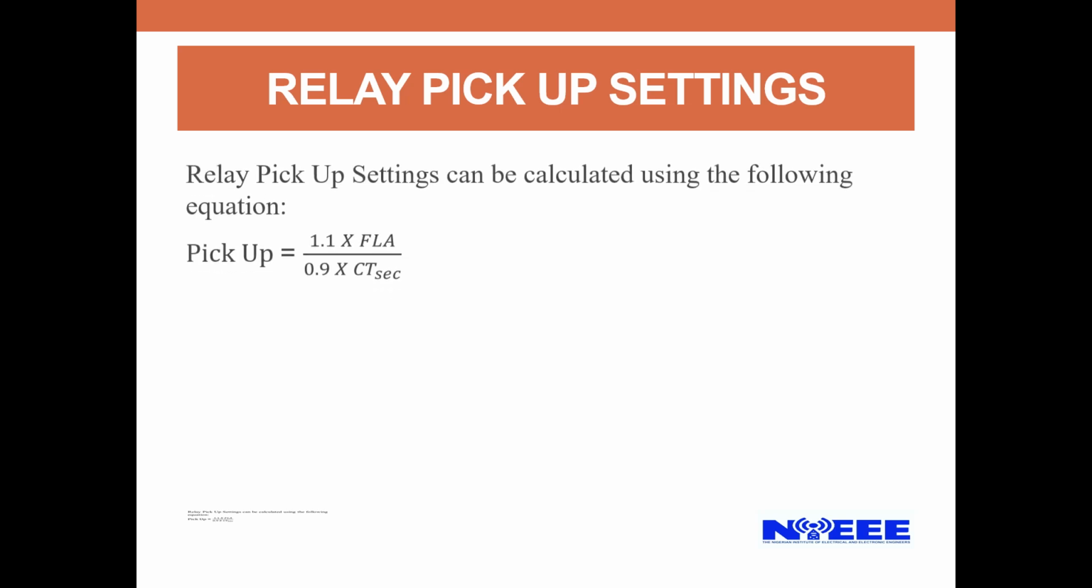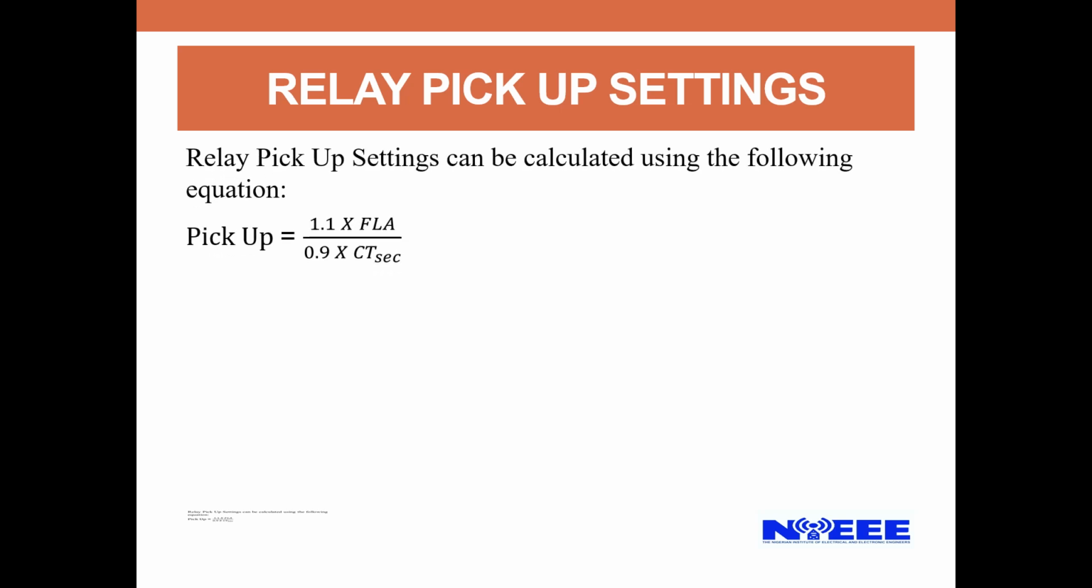So when it comes to pickup settings, we can calculate it using this formula, where 1.1 and 0.9 will be our safety factors. FLA is full load current in amperes, CT sec is the secondary rating of our current transformer. We would actually be using this when we are designing an overcurrent protection scheme.